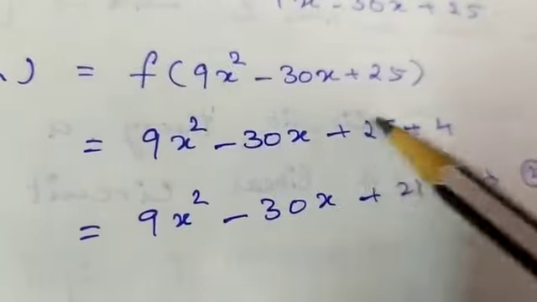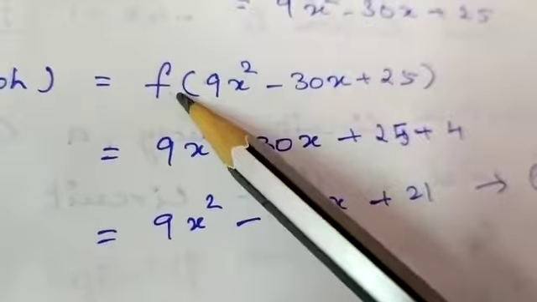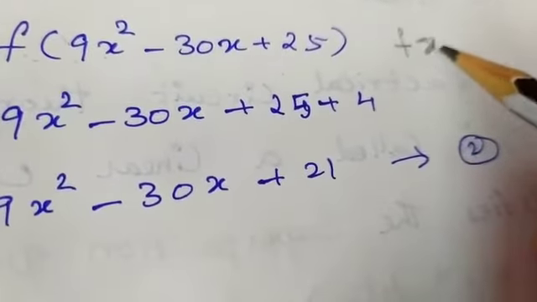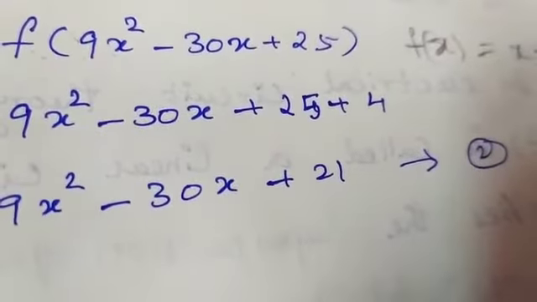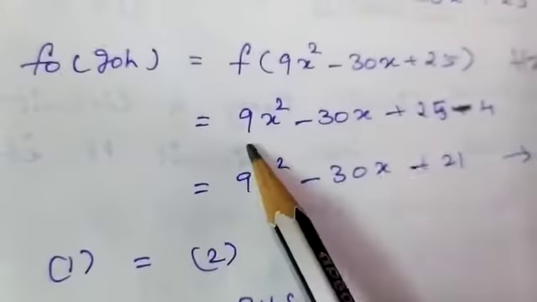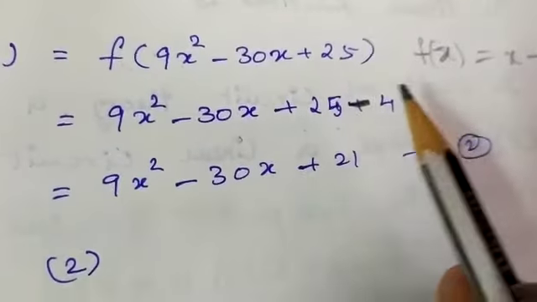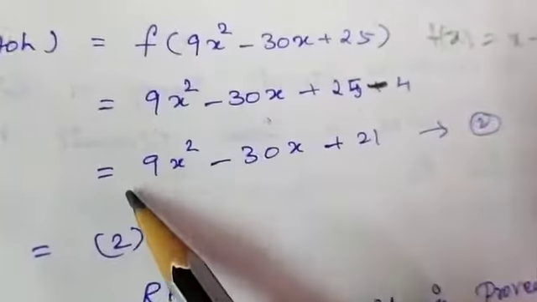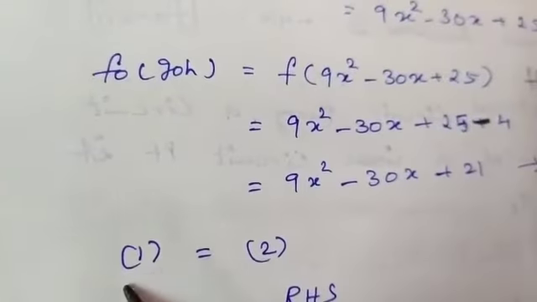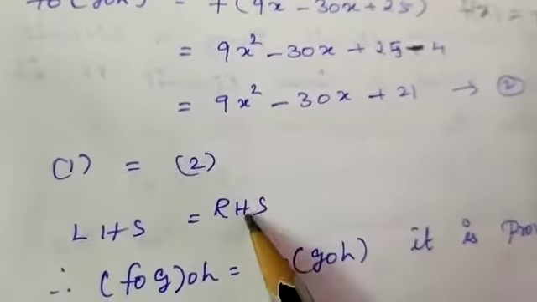Now I am putting this whole value in the place of x in f of x. So our f of x is given equal to x minus 4. So I am putting this whole value in the place of x. So I'll get 9x square minus 30x plus 25 minus 4. This minus 4 came from here. Then it will become 9x square minus 30x plus 21. This is my second equation. So equation 1 equal to 2. Then LHS equal to RHS.